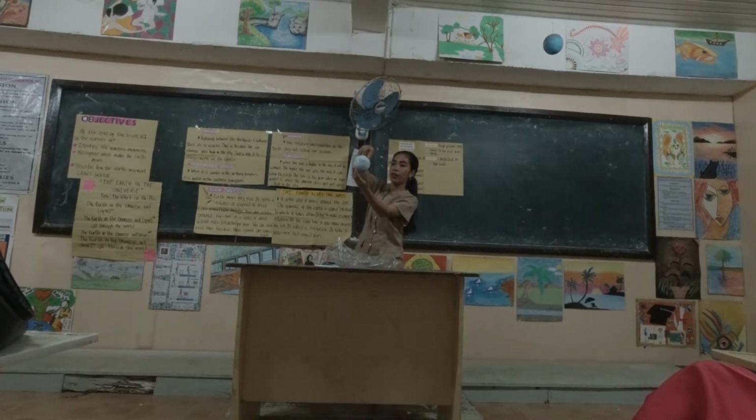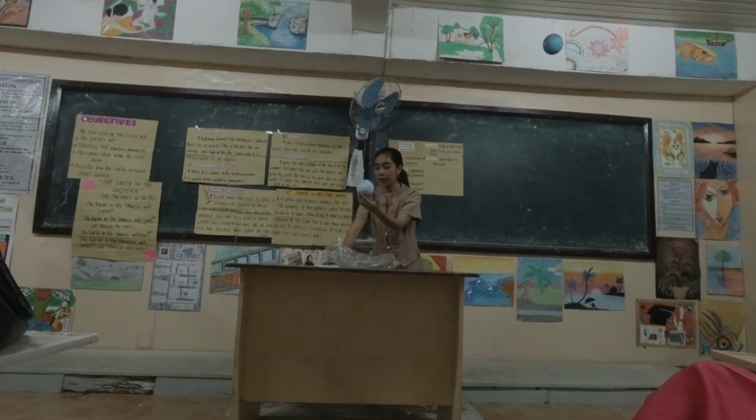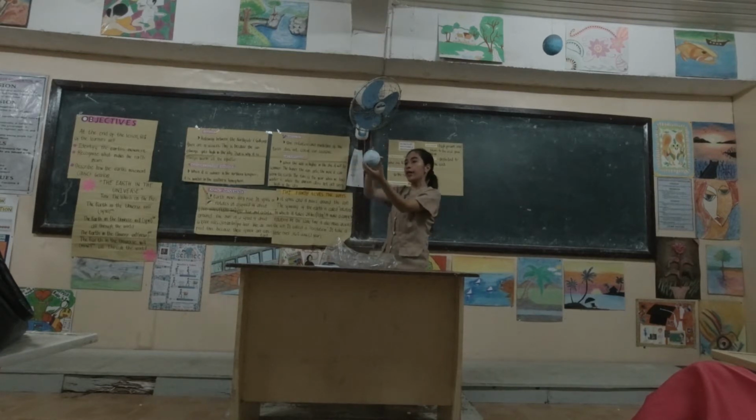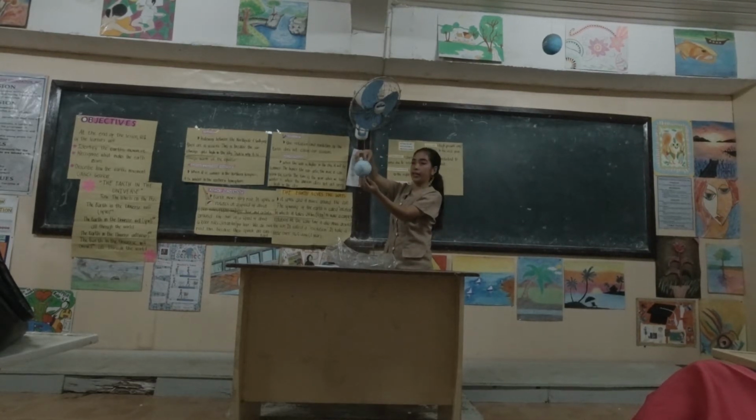Naka-flat siya, kaya ganito yung ikot niya. Hindi pa ganito yung ikot niya. So, yung Earth tilt kasi, imaginary line yan siya. Kumbaga, yan yung axis kung saan umiikot yung Earth sa kanyang own place.